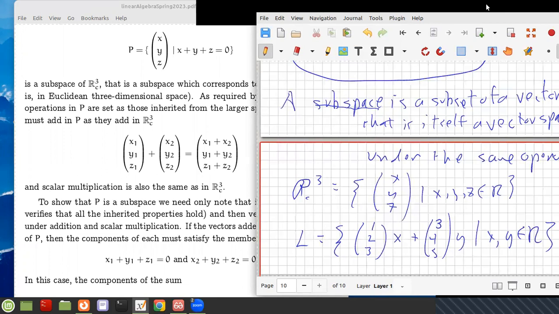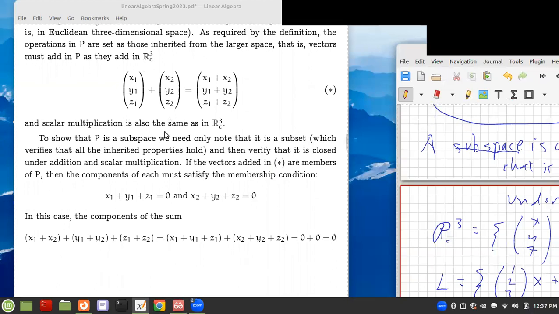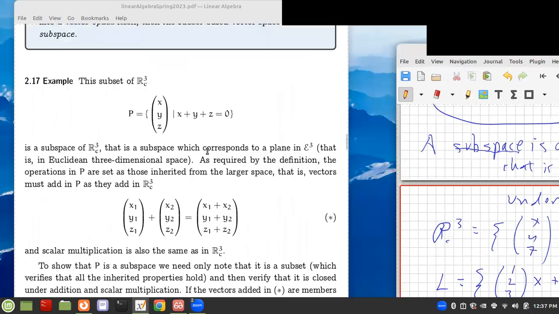So I'd have to take two of these things, x1 and x2, and add them, and then say, okay, if these two are in this space, this one is in this space. But what does it mean for these two vectors, the 1 and the 2, to be in this space P up here with x plus y plus z equals 0? Well, it has to be that x1 plus y1 plus z1 equals 0 if this is in the space, and x2 plus y2 plus z2 equals 0 if this one's in the space. But then we have to show that on that basis the components also do this.